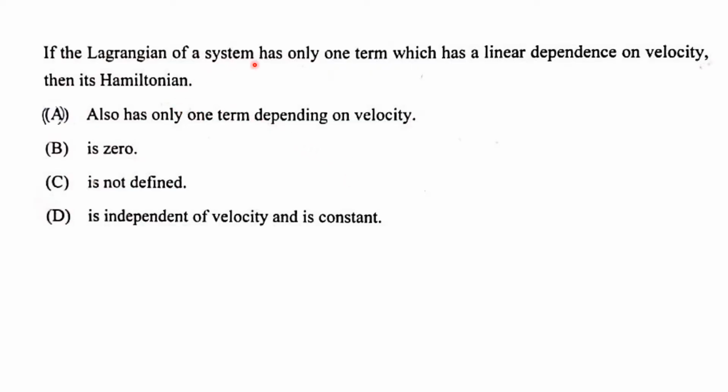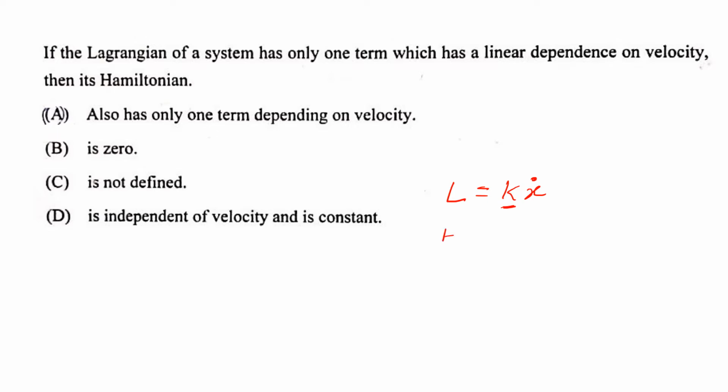If the Lagrangian of a system has only one term which has a linear dependence on velocity, then its Hamiltonian: options are also has only one term depending on velocity, is zero, is not defined, is independent of velocity and is constant. So given that the Lagrangian of a system has only one term which is linearly dependent on velocity, let L be k into x dot, where k is a constant and L is linearly dependent on velocity x dot.